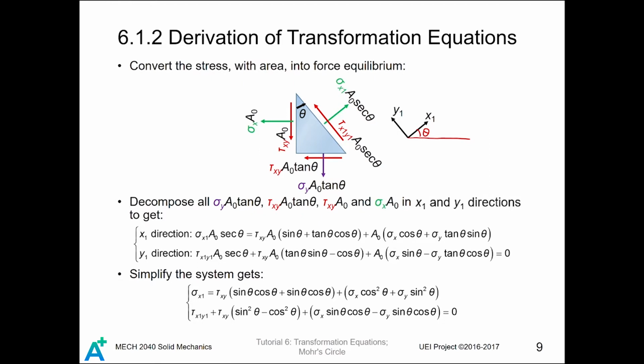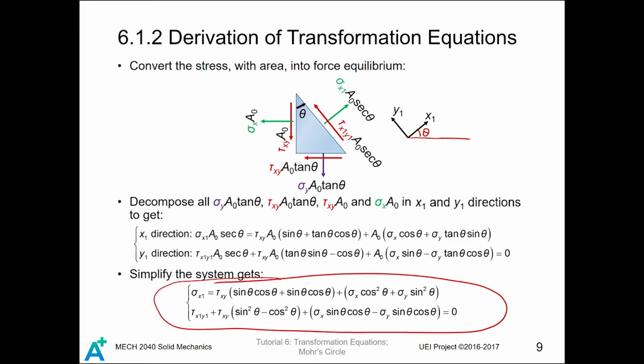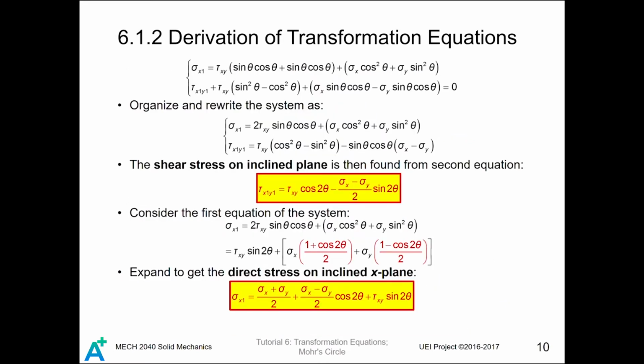So in the x1 and y1 directions, the equations are shown here. Then we try to simplify the system, and we make sigma x1 and tau x1 y1 the subject. Then we can have those two equations. By the system we derived in the previous slide, we rewrite the terms inside this equation by using trigonometric relationships. Here we have 2 sine theta cosine theta, which equals sine 2 theta. Also, here it is minus cosine 2 theta. Here it becomes 1/2 of sine 2 theta.